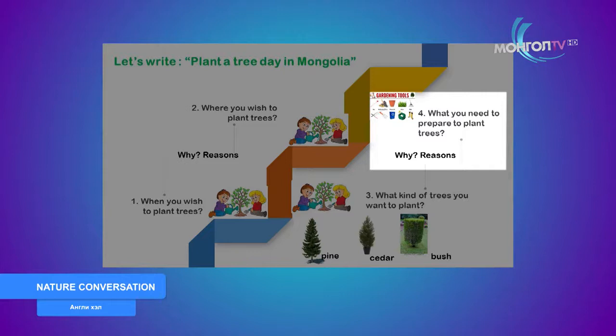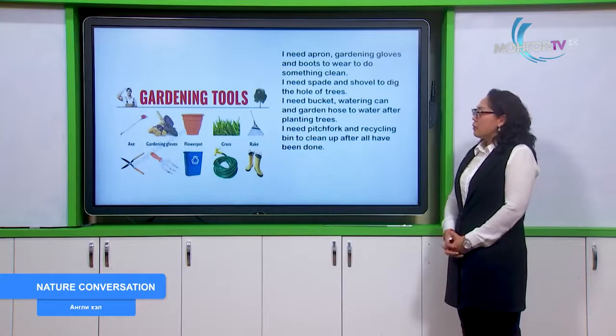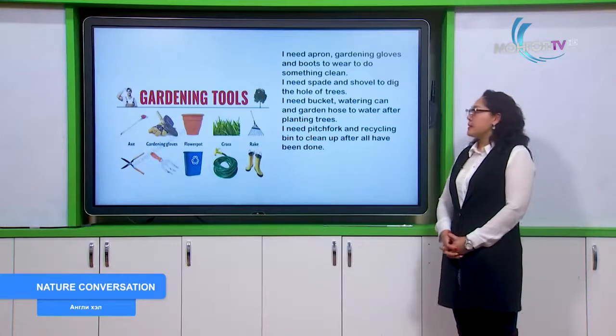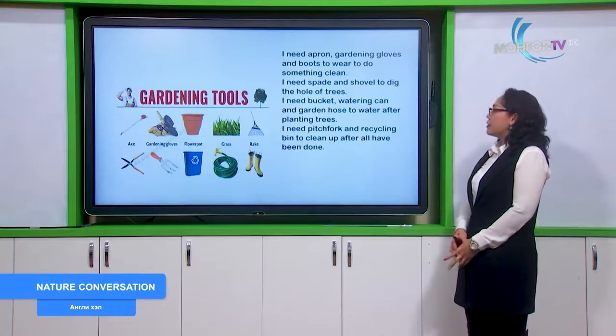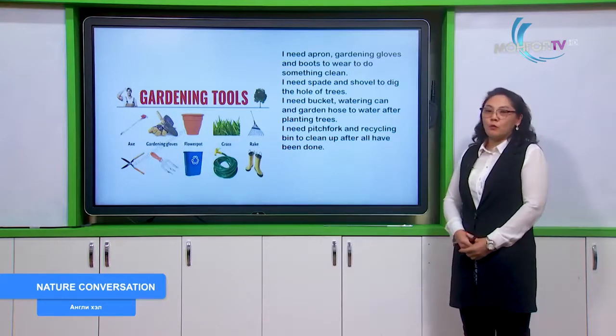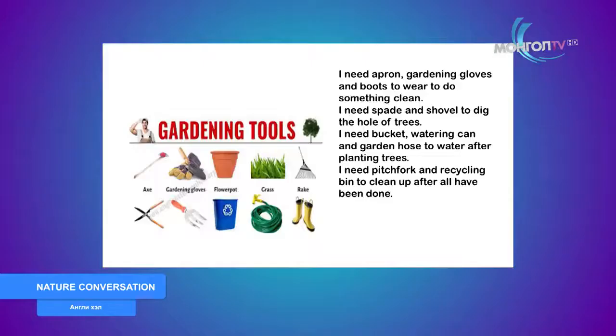Okay, and the last thing is what you need to prepare to plant. It means what tools you need to use when you plant the trees and why. So I would like to show you, maybe you can use these examples. I gave you some examples about what you need for what you are going to do. I need an apron, gardening gloves and boots to wear to keep clean.